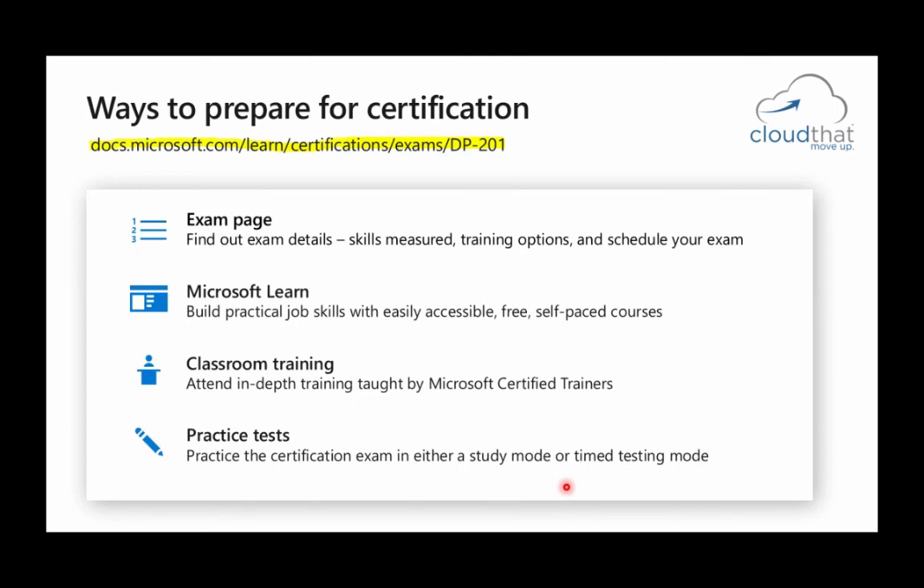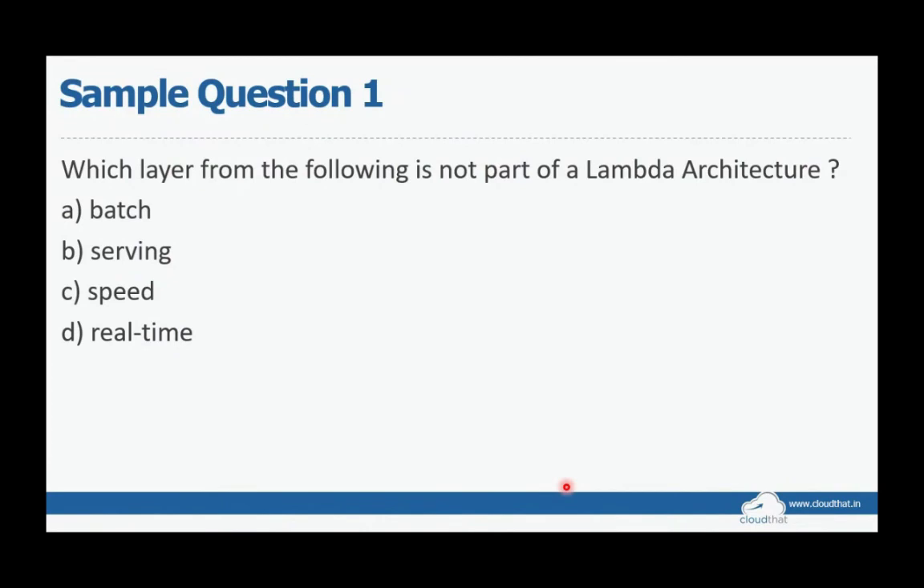Let's look at some of the sample questions, something that all of us are waiting for, right? The way we are going to flow in the next segment is I'll narrate a question, I'll give you some options, I'll give you a couple of minutes to think about the options, and then we'll discuss the correct answer. Okay, so let's see the first sample question. Which layer from the following is not part of a Lambda architecture? Option A is batch layer, option B is serving layer, option C is speed layer, and option D is real-time layer, right? Which of them is not a layer in a Lambda architecture?